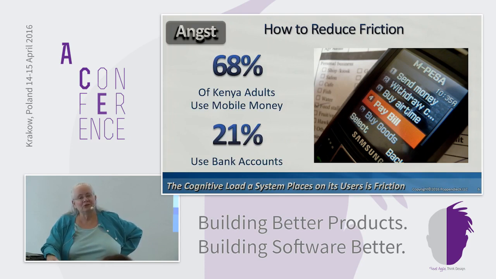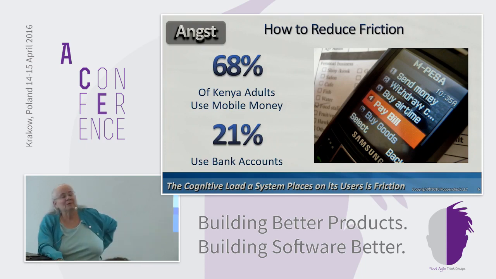68% of Kenyan adults use mobile money with M-Pesa. And that's all through the country, from the smallest farmers to the 68% of all adults, not families, but adults. 21% have bank accounts. So it's really completely replaced the banking system in that country because it dealt with the fact that the banking system wasn't dealing with angst.